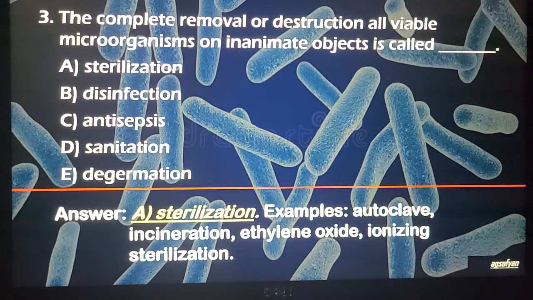Yes, the answer is A. Sterilization. Sterilization is the complete removal or destruction of all viable microorganisms, including endospores. Endospore is the most difficult form of microorganism to be controlled. Examples of sterilizations are autoclave, incineration, ethylene oxide, ionizing sterilization.